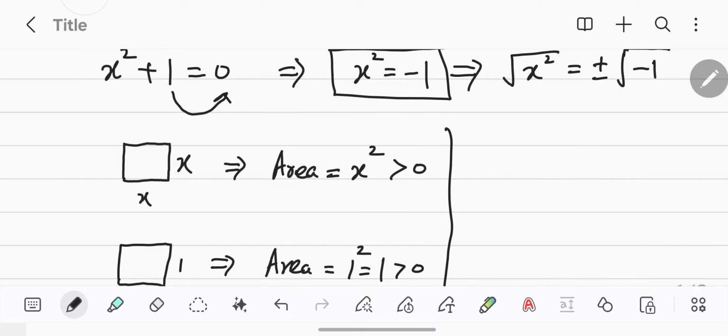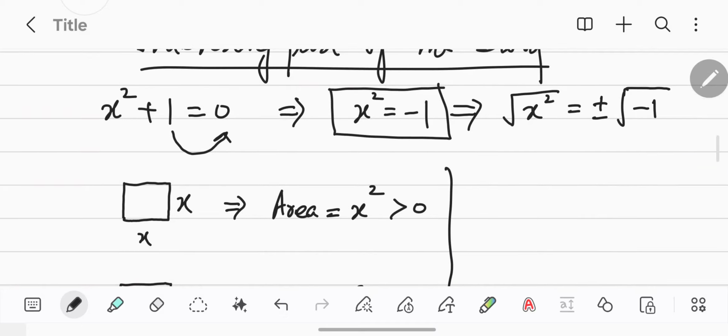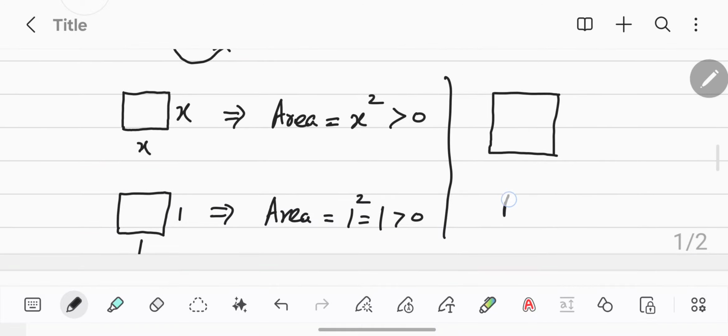But if we get some shape whose area is negative like this, then that shape is not in the real world. We will say that it is in the complex plane, somewhere in the imaginary space, or in the space where we can only imagine, right? So if we have a square whose area is negative, for example, if I say that its area is -1, what will I get?